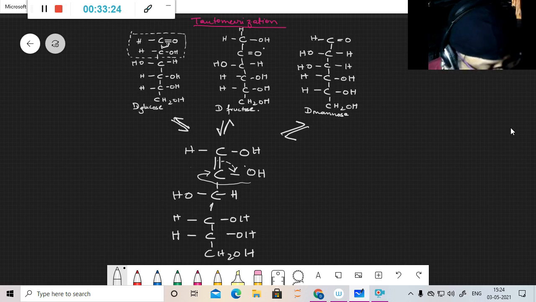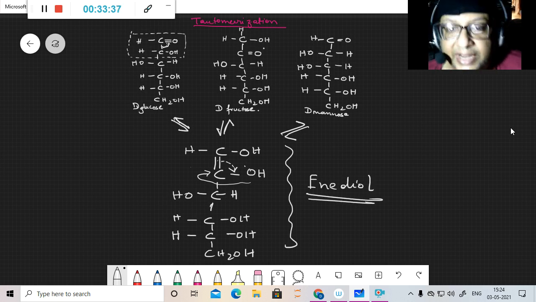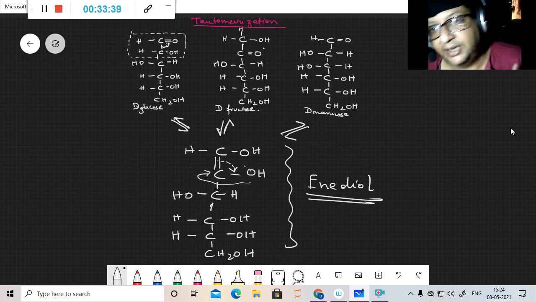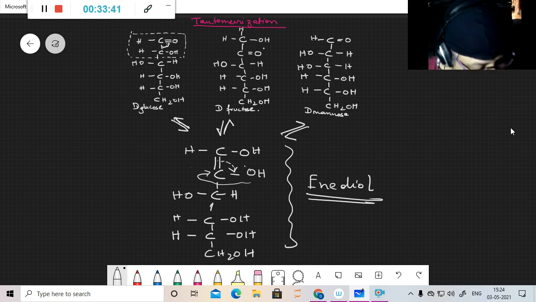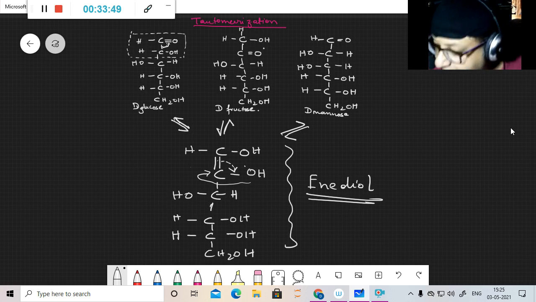So this process of shifting a hydrogen atom from one carbon to another, and this structure, this is known as enediol intermediate. In glycolysis you will find this sort of intermediate a lot, this enediol intermediate, and so this is known as tautomerization. So these are enediols.